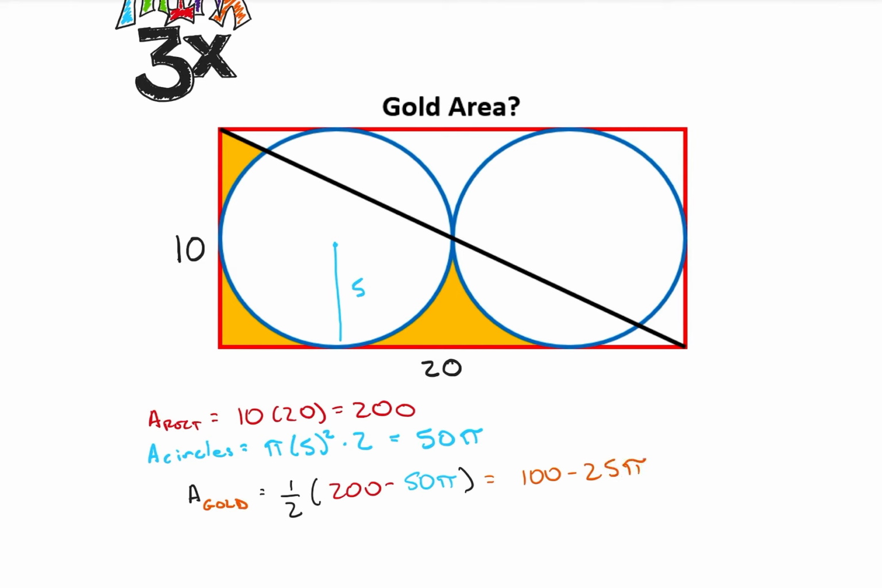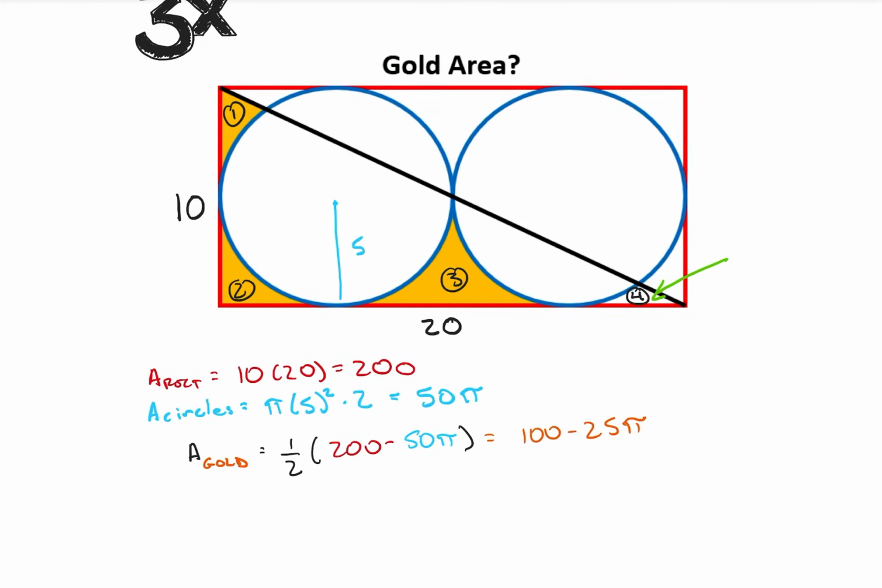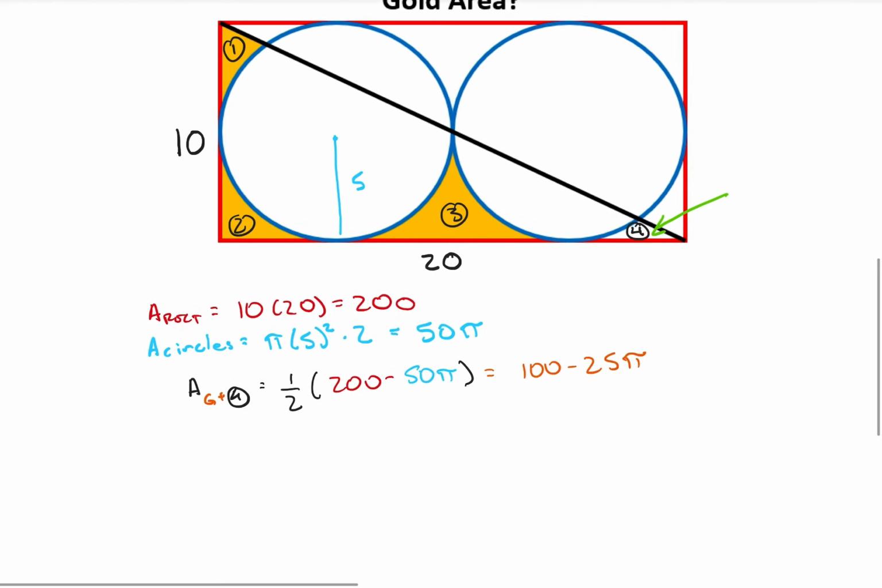But there's a problem, because that's not the gold region. That's regions 1, 2, 3, and 4, which is this guy down here. So our real problem becomes, what on earth is this region 4? So this actually isn't the gold region. This is the gold plus 4. Okay, so now we have the gold region plus region 4. If we can figure out what region 4 is, then we're good to go. And that becomes the real battle here.